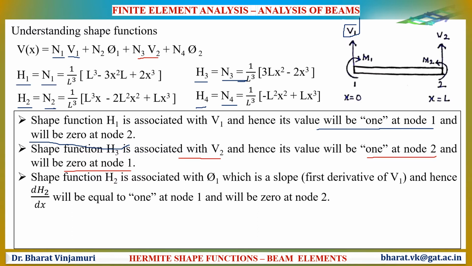Now let us understand what exactly the shape function n2 or h2 tries to explain to us. The shape function n2 or h2 is associated with the term pi1. Now pi1 represents the slope, nothing but the first derivative of v1, and hence the first derivative of h2 will be equal to 1 at node 1, since pi1 exists only at node 1 and there will be no pi1 at node 2, and the value of the first derivative dh2 by dx will be 0 at node 2.